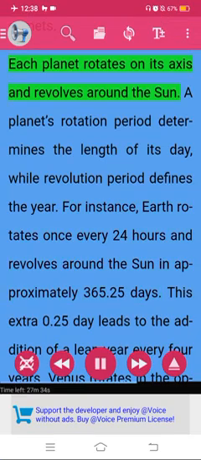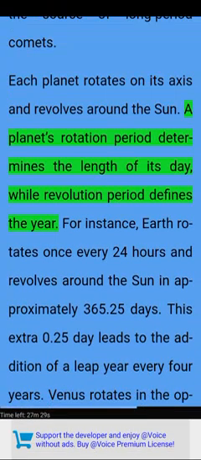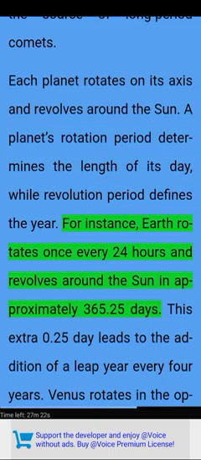Each planet rotates on its axis and revolves around the sun. A planet's rotation period determines the length of its day, while revolution period defines the year. For instance, Earth rotates once every 24 hours and revolves around the sun in approximately 365.25 days.